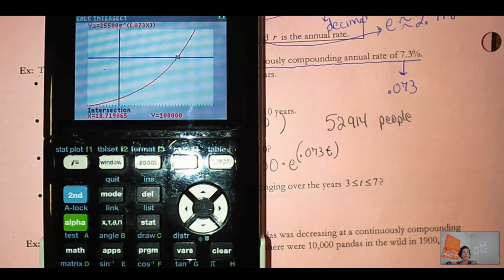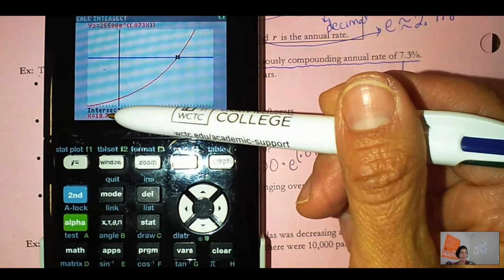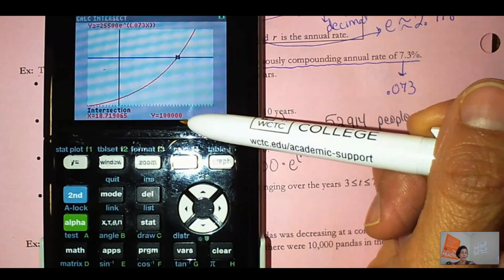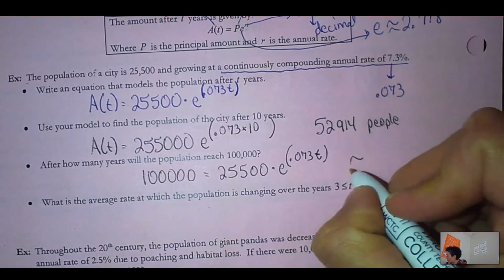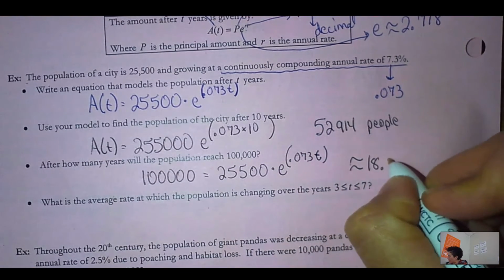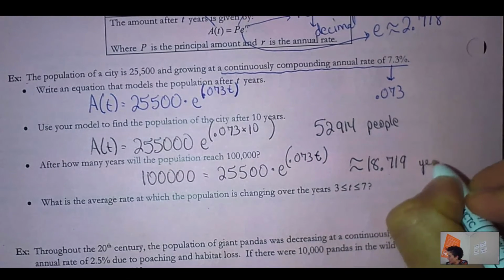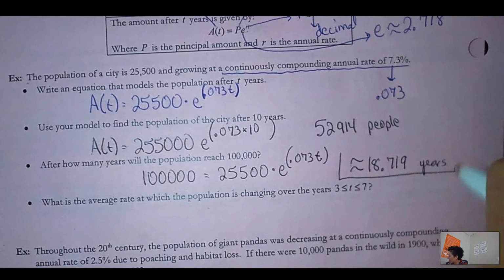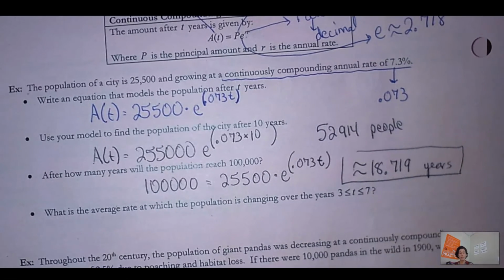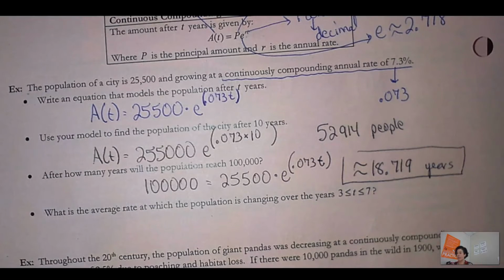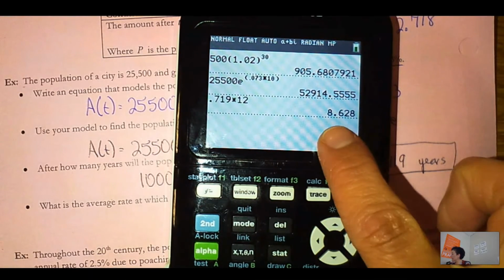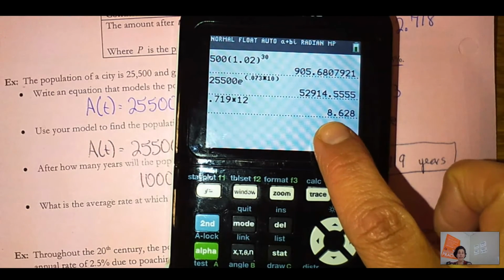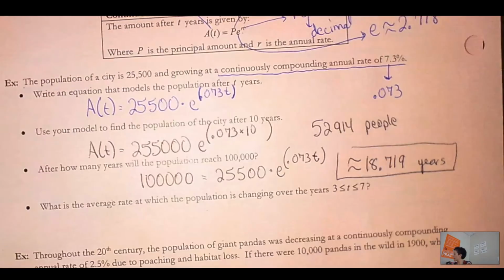And again, I'm looking for the time. So in almost 19 years, I'll be at $100,000. But I'm not going to write the almost 19. I'm going to say in 18.719 years. Okay. Now, if you actually want to know how many months that is, it's 18 years plus some months. I could take 0.719 and take it times 12, and it's about 8 months, 8.5 months into it. So that's something else you could do.